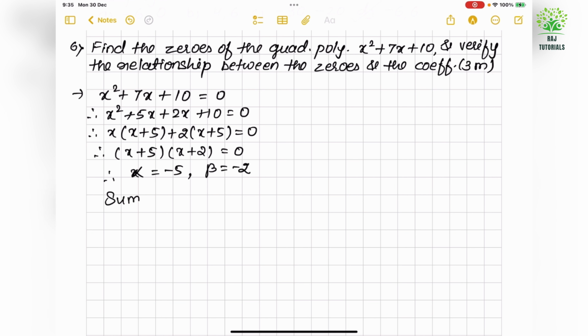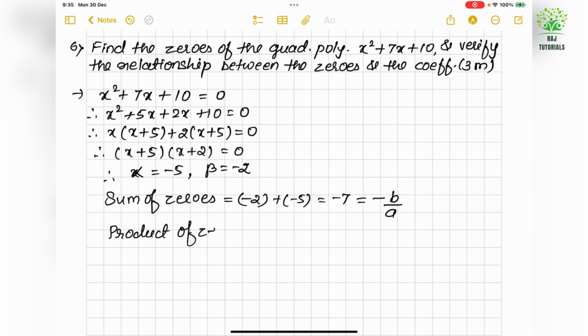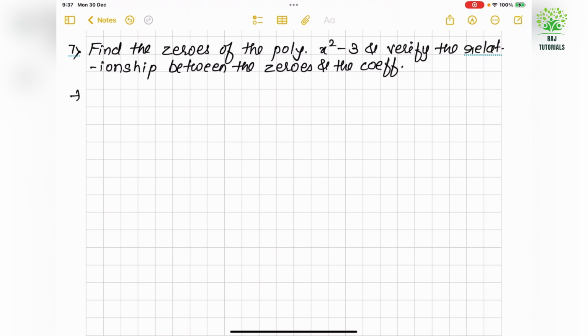Now, the sum of zeros is minus 2 plus minus 5, that is minus 7, which is equal to minus b by a, and the product of zeros is minus 2 into minus 5, so that is 10, which is equal to c by a. Hence the relation is verified. Here we know that a square minus b square is equal to a minus b into a plus b.